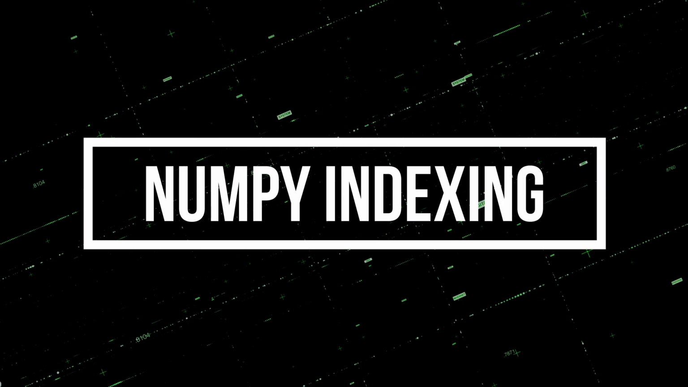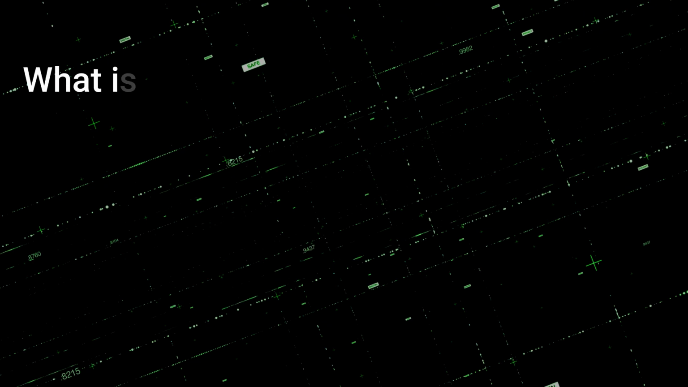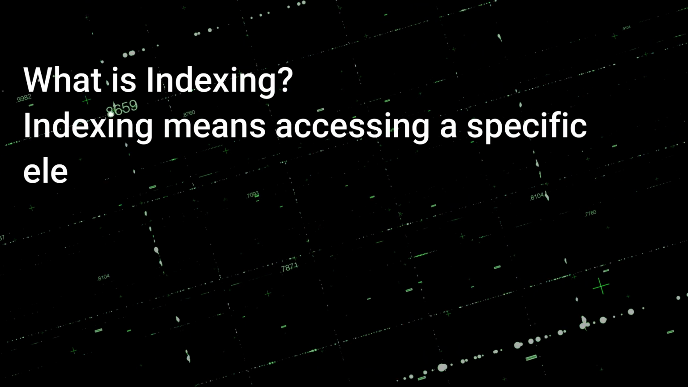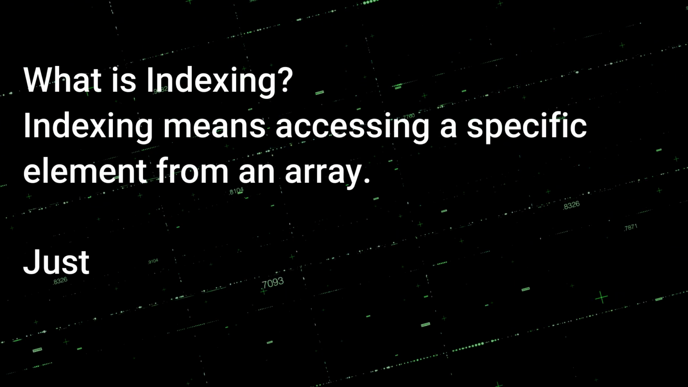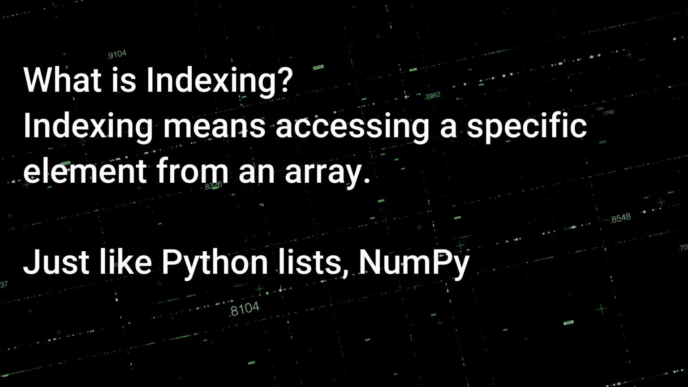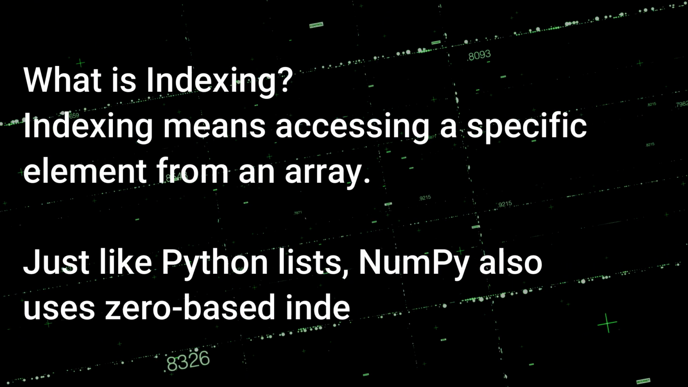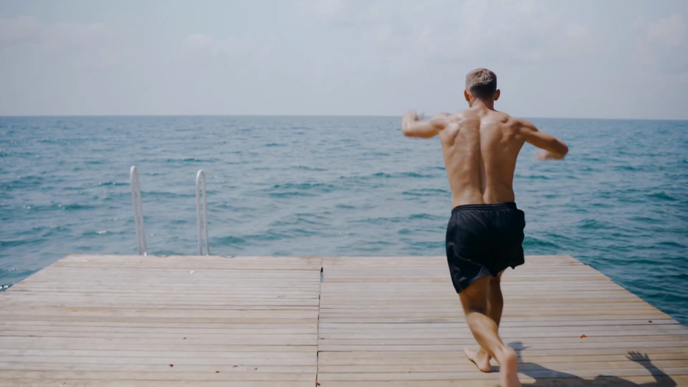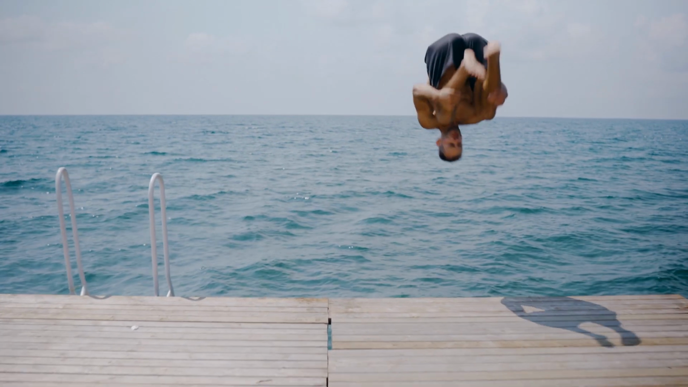So let's begin. Okay, so first of all, NumPy indexing. So what is NumPy indexing? Indexing means accessing a specific element from an array. Just like Python lists, NumPy also uses zero-based indexing. Let's create a simple array. And for creating that, let's jump into our VS Code.